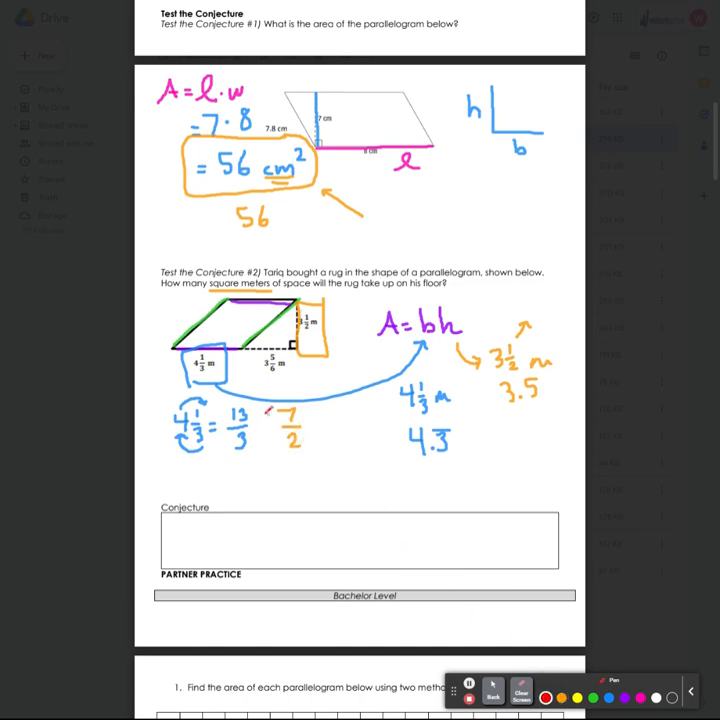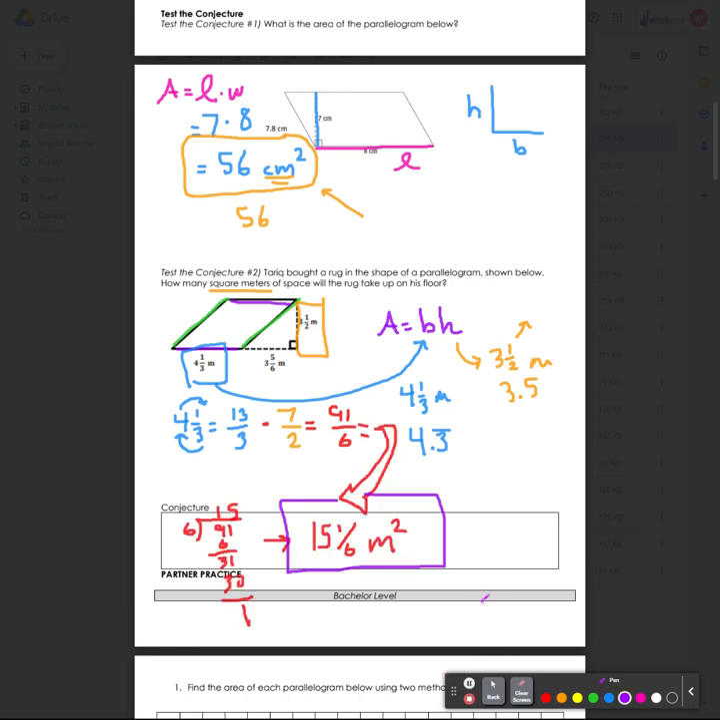And I'm going to multiply those two. Numerator times numerator. 13 times 7 is equal to 91. Denominator times denominator. 3 times 2 is equal to 6. And so I get 91 over 6. And now I'm just going to simplify that into a mixed number to find out what the area is going to be. And that's going to be equal to 15 1/6 meters squared. 6 goes into 91 15 whole times with the remainder 1. So our mixed number is going to be 15 1/6.